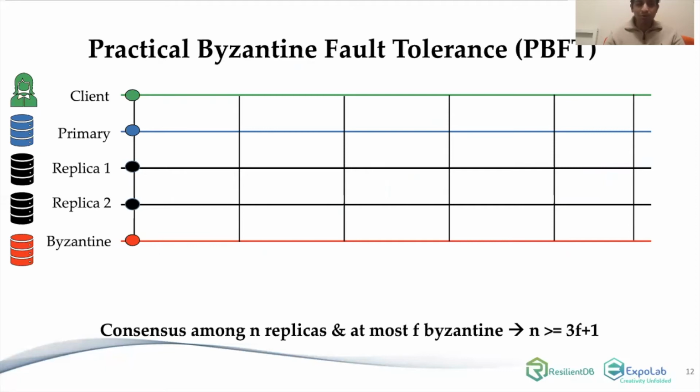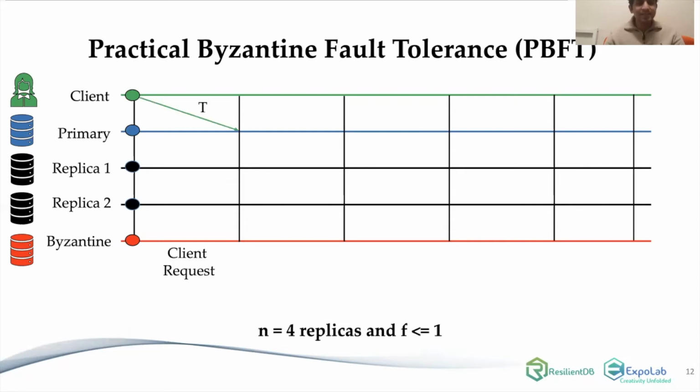To understand this protocol, we'll take a system where we have a client and n equal to 4 replicas. Of these replicas, at most one could be Byzantine. Now, PBFT works in a primary backup model, where the primary leads the consensus and other replicas follow whatever the primary says. To understand this, let's say a client wants a transaction to be committed. Now, what does it do? The client sends a request to the primary.